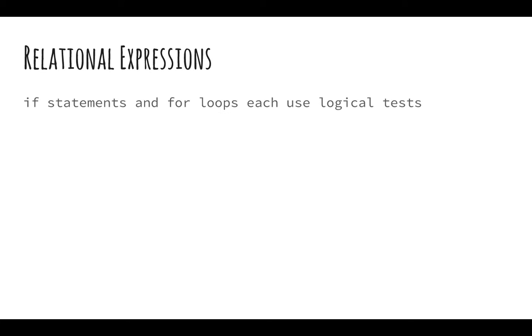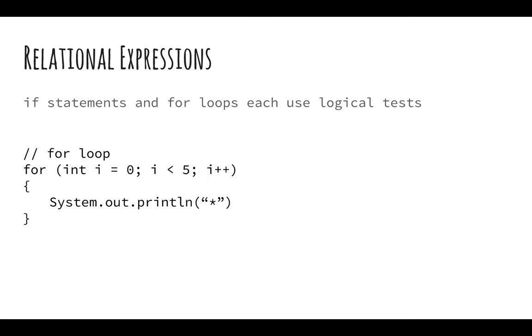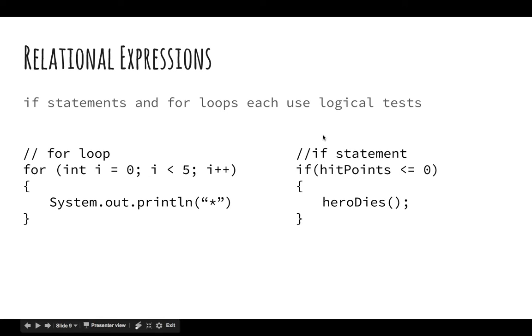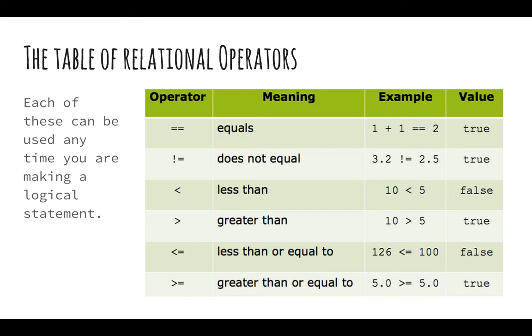So how does this make sense? Where have we seen relational expressions before? We've seen some of these things in for loops. The second component of a for loop is always the relational expression. We're checking to see, is i less than 5? It's something that evaluates to either true or false. Well, this is true in the test of an if statement. Say I was making a video game. If my hero had hit points less than or equal to 0, we would say that the hero has died, and that would be very sad. So we've seen this before a little bit. We're going to be using it more in the future.